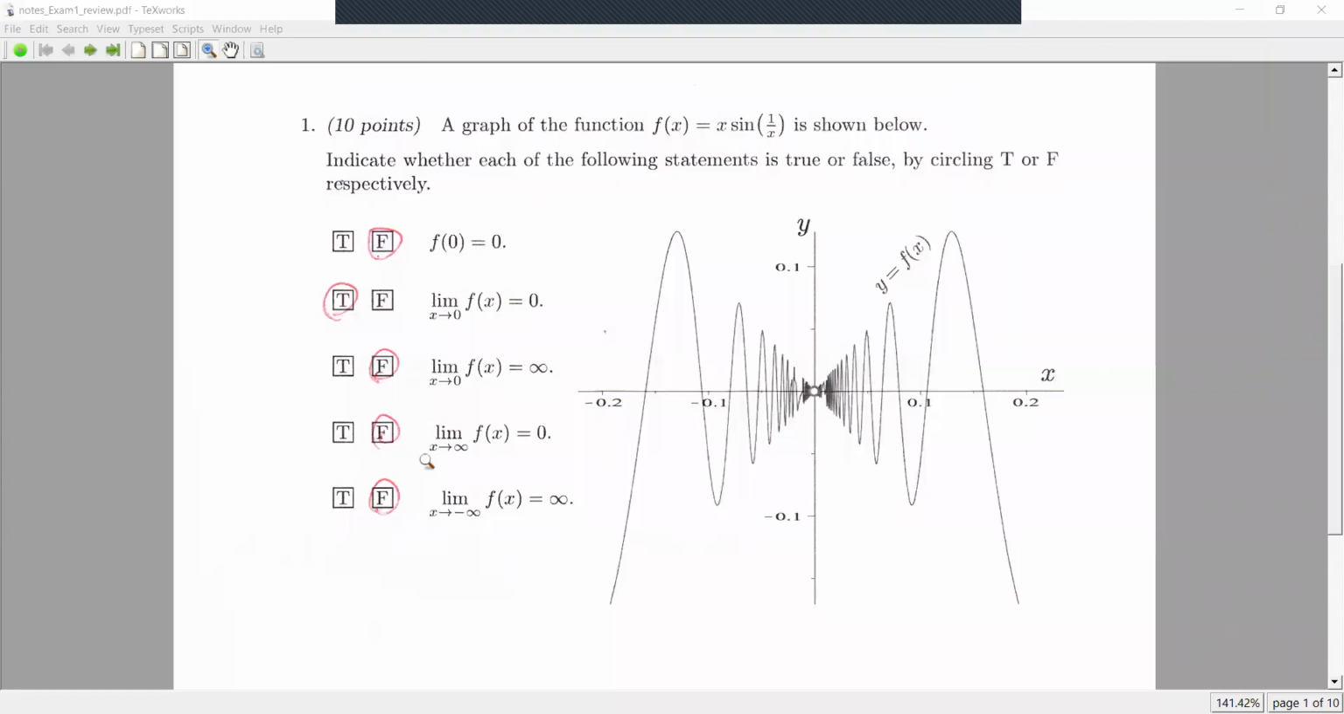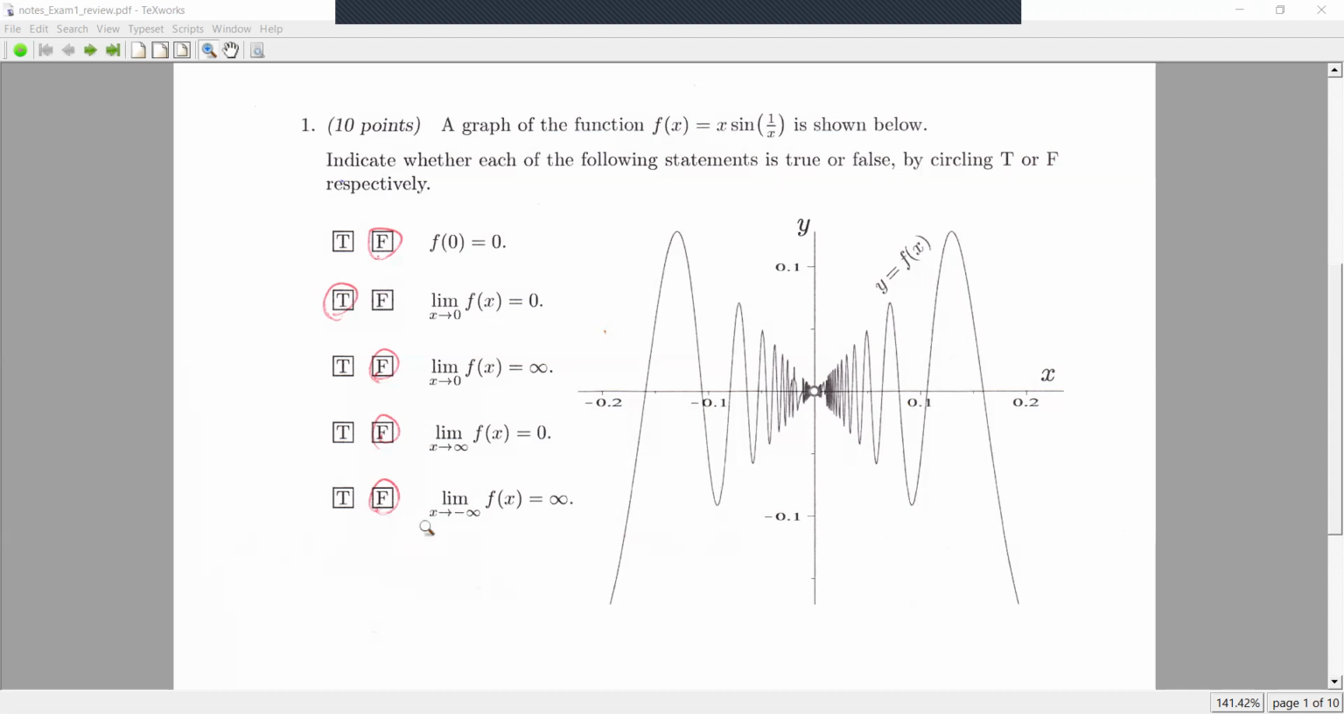Statement 4. As x approaches positive infinity, function approaches 0. False. As x approaches positive infinity, the graph of the function doesn't approach any single point. The graph oscillates around the x-axis and the amplitude is increasing.